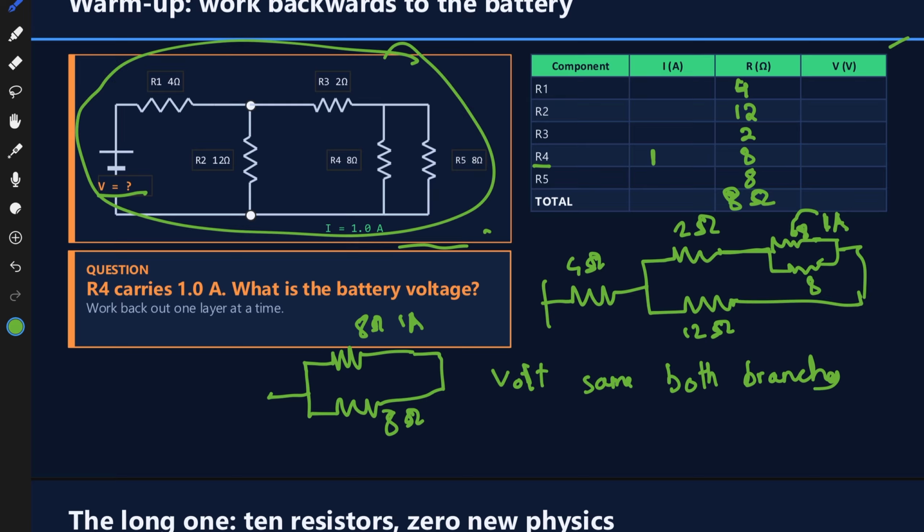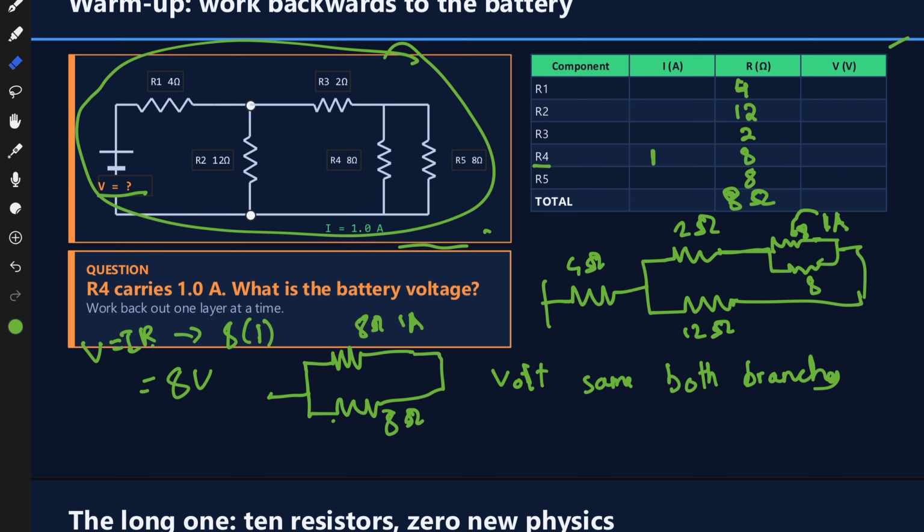And how are we going to find that out? So V is equal to IR. We can just use this branch here. I mean, we don't need to, but once we find out the voltage from that, we know that this voltage here has to be the same voltage here. So let's find that out. So that means we have 8 times 1, which is 8 volts, okay?